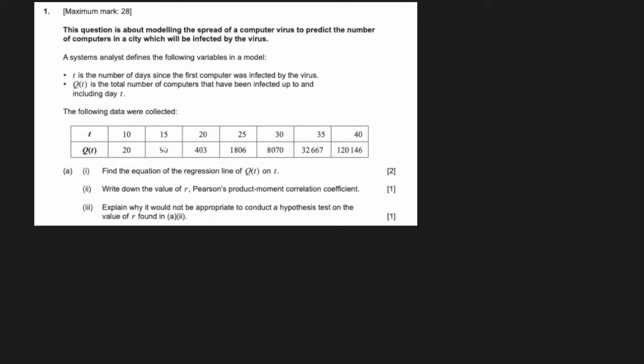The following data was collected. This is the data, which looks exponential. Part A: find the equation of the regression line of Q(t). So we have to find the equation of the line of regression, which will be in y = mx + c format. It's just 2 marks, so we can input it in our calculator and get that. Let me use my calculator for this.